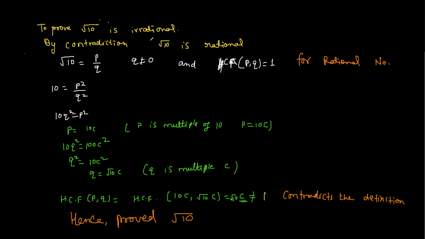The method of contradiction is what? Whatever you assume is false, and again you are getting a false thing. Right? Yes. To prove root 10 is not rational. Not rational means that is an irrational number. Anything that is not rational is called an irrational number. Okay.